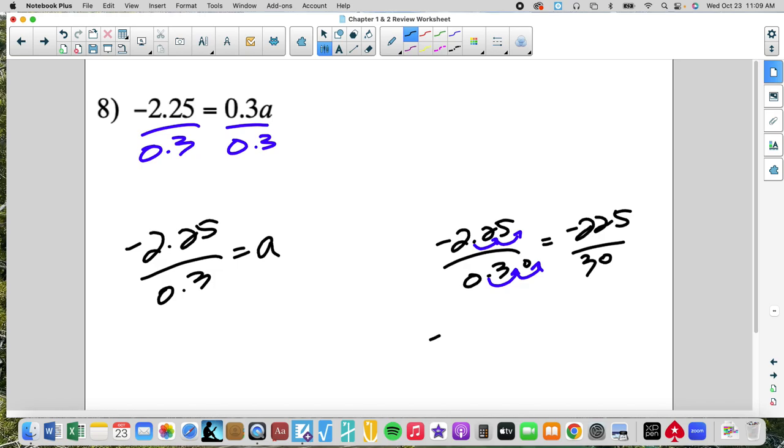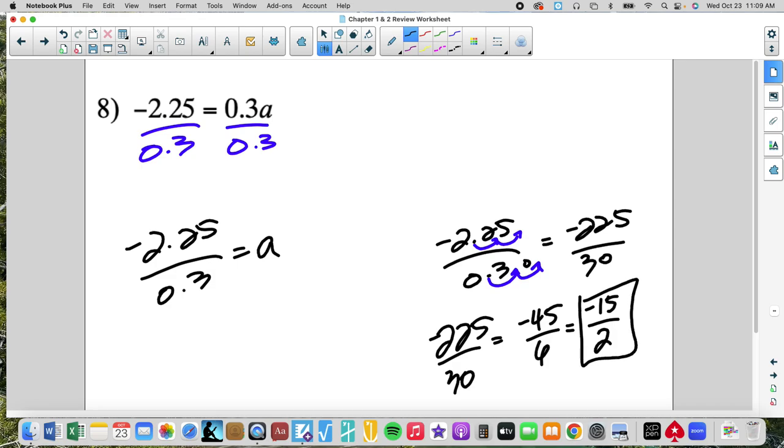And now I'm going to start simplifying this. 5 goes into both of those. So 5 goes into 225 45 times, and 5 goes into 30 6 times. And 3 goes into these. 3 goes into 45 15 times, and 3 goes into 6 twice. So that's my fraction in simplest form.